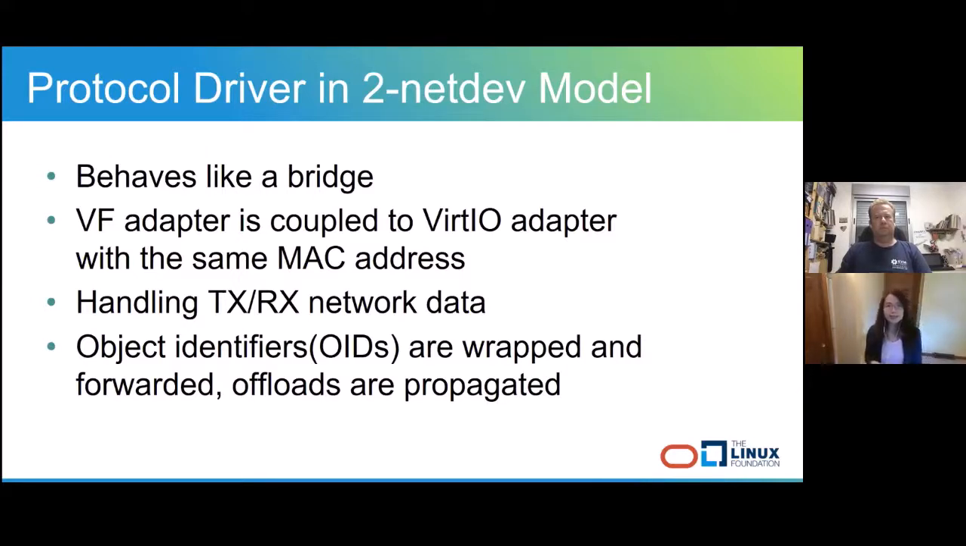For the TX network data, the protocol driver will set the source handle of the net buffer list as the VF miniport binding handle and forward the network data to the VF miniport through this handle. For the RX network data, the protocol driver will indicate all the network data from the VF miniport to the upper layer protocol through the virtual miniport handle. The object identifiers are wrapped and forwarded. Offloads are propagated in this same way, and the work of the propagation in this case is much less than the restoring offload work in the MAC driver.